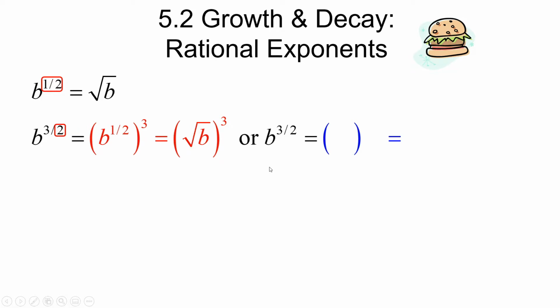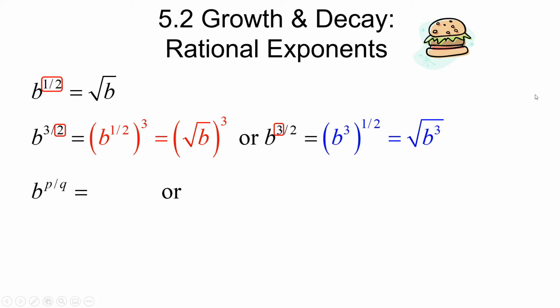Now, I could also write this in another form. Order doesn't matter here. Now, the first time we did the root first, let's do the power first. B to the 3rd, and then take that to the 1/2. And what does that come out to be? Well, a 1/2 exponent is a square root, so that's the square root of b to the 3rd. There you have it. Isn't that cool? So both of these answers in red there or in blue there are appropriate. They mean exactly the same thing.